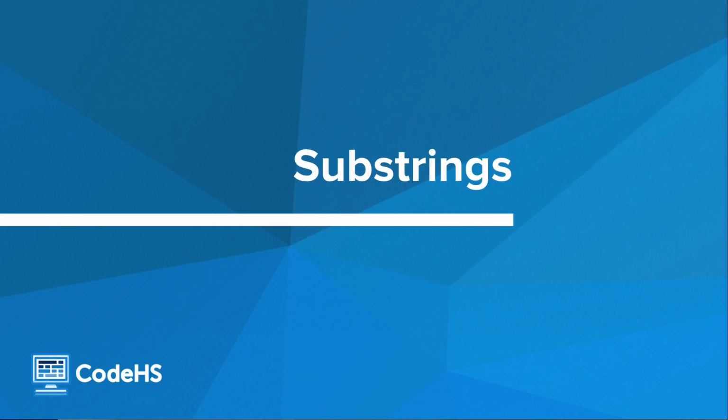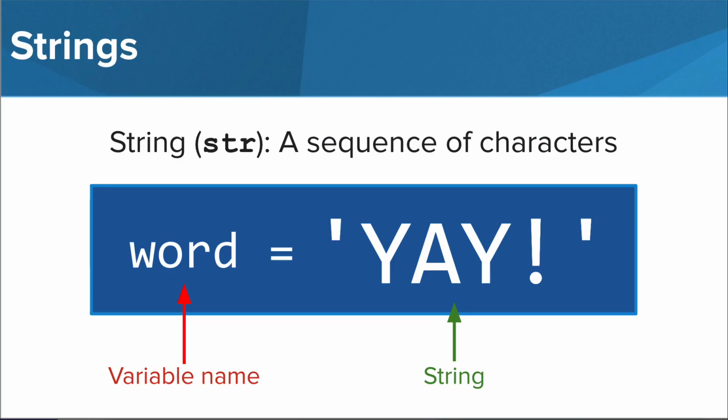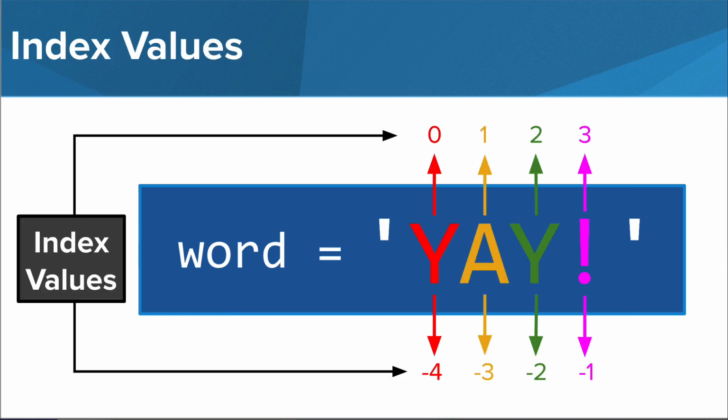Hi, in this lesson, we're going to look at how we can access smaller parts of a string, or substrings, at one time. Before we do, let's do some quick review of important concepts. A string is a data type that holds a sequence of characters. We can save a string inside a variable.